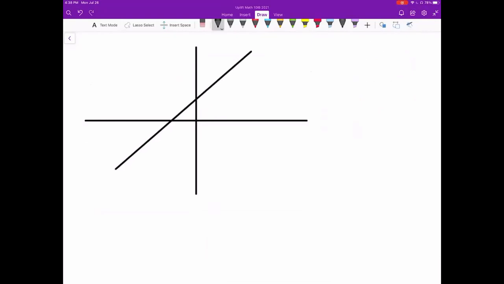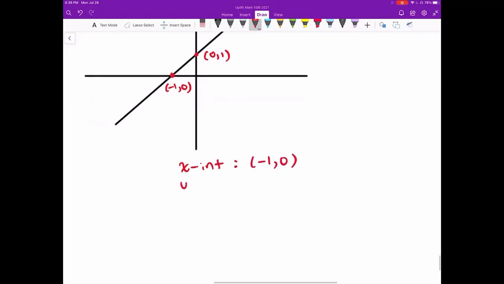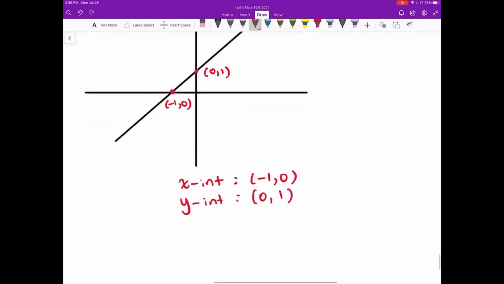For example, made up numbers, but this line would have -1, 0 as an x-intercept if we're estimating where the x-intercept is, and it will have 0, 1 as the y-intercept. So the x-intercept would be -1, 0, and the y-intercept would be 0, 1. Having one of the numbers as a 0 is a nice property later.